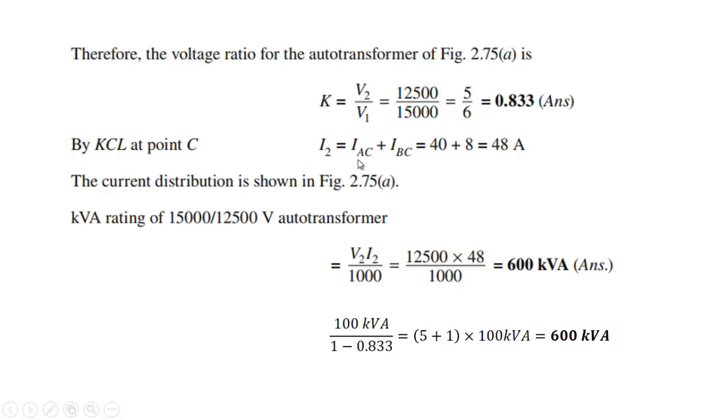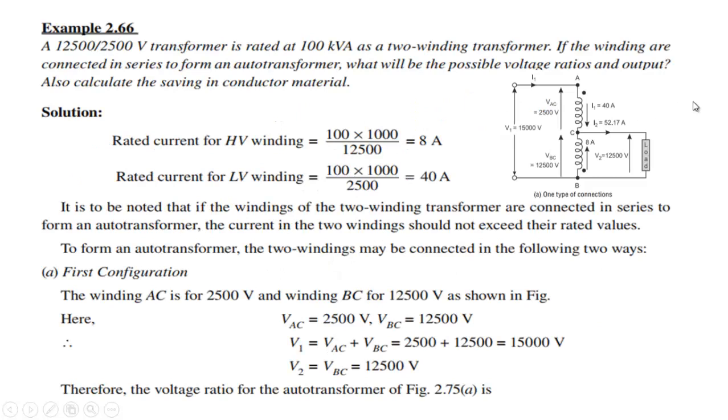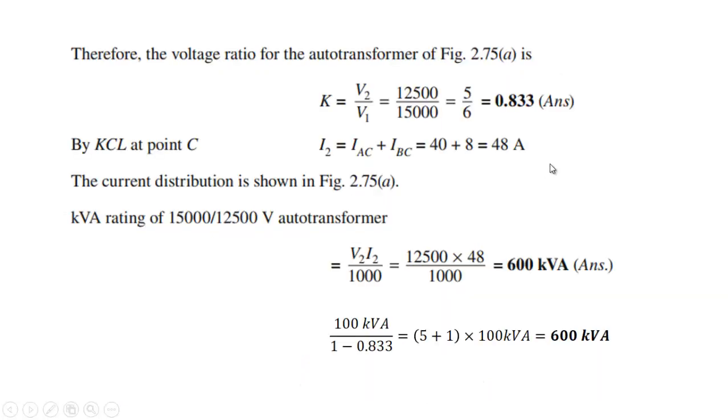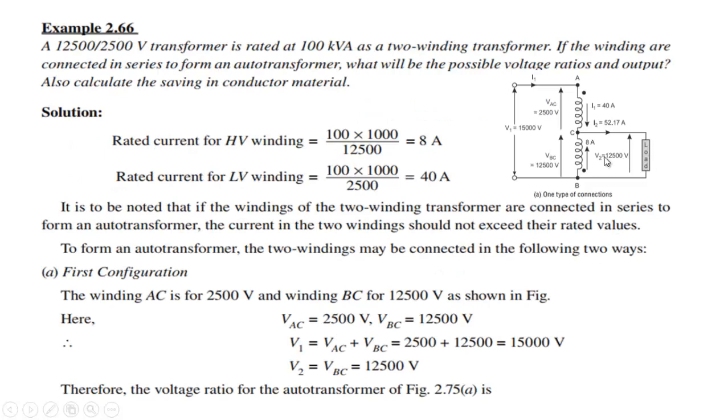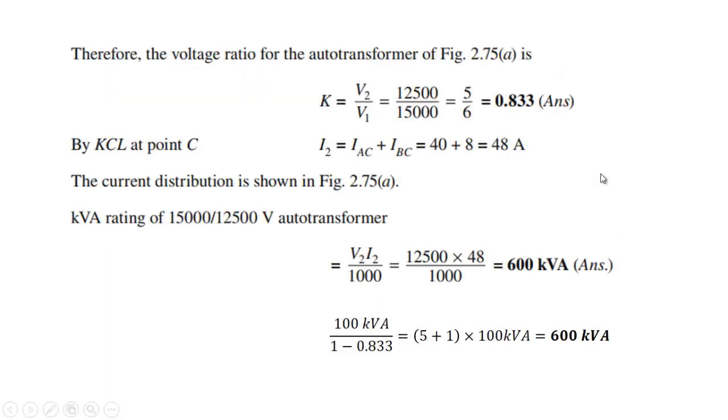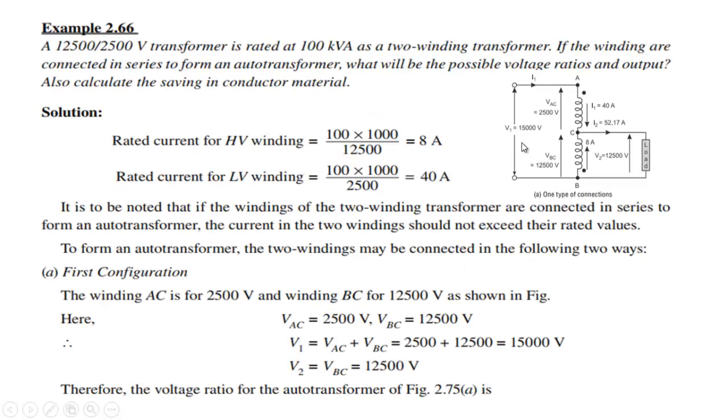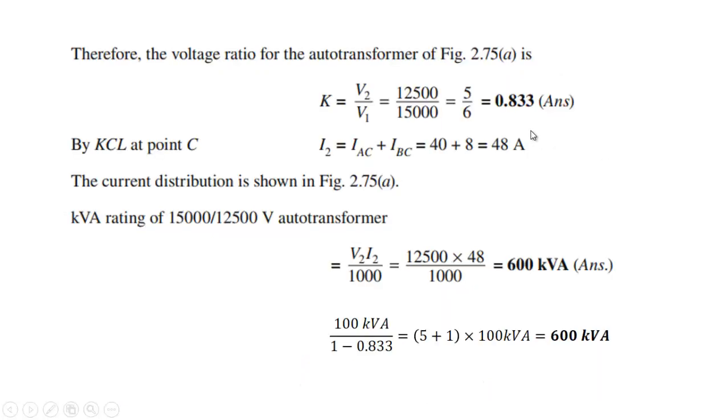So I2 will be equal to IAC plus IBC, that is 40 plus 8. That is what I just told you, that will be equal to 48 amperes, not 52.17. So the kVA rating of this transformer will now be V2 I2 divided by 1000. V2 is 12,500, into 48. It will be 600 kVA, or it can be equal to 15,000 into this 40 ampere. It will again be equal to 600 kVA.